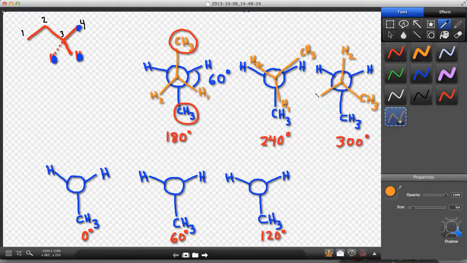By this time, you should be getting the hang of the logic of making all these rotamers. So notice that this is a staggered arrangement, an eclipsed arrangement, a staggered arrangement, so they will alternate every other one. Of course, at 0 degrees, we're going to be staggered again.